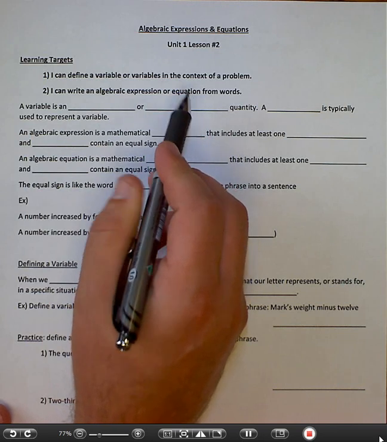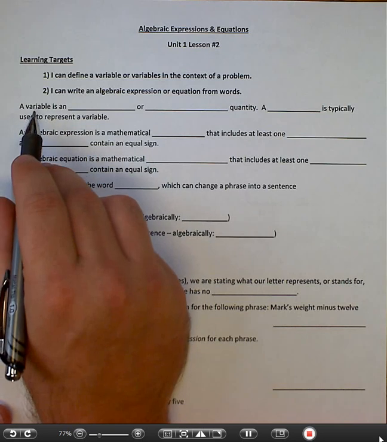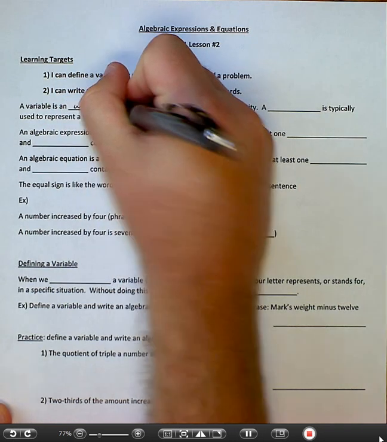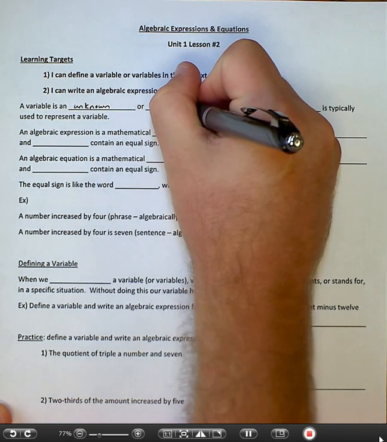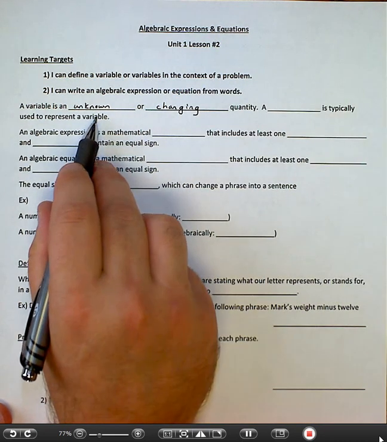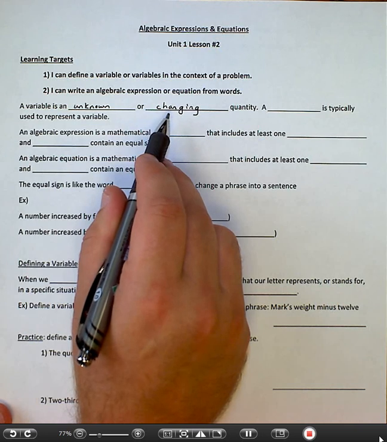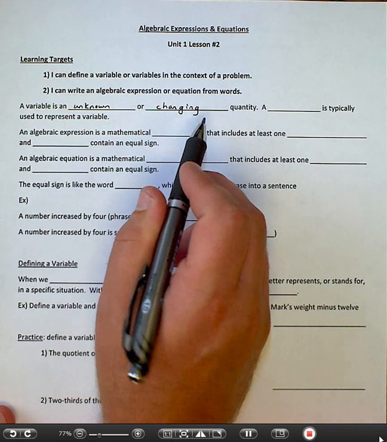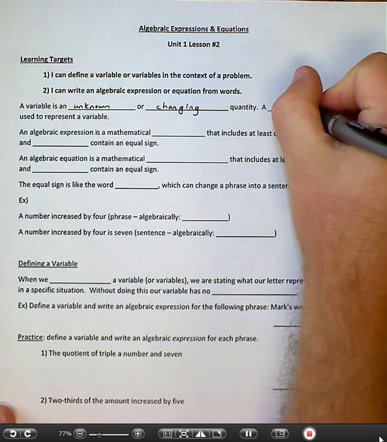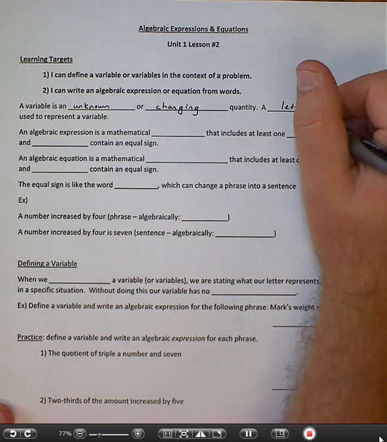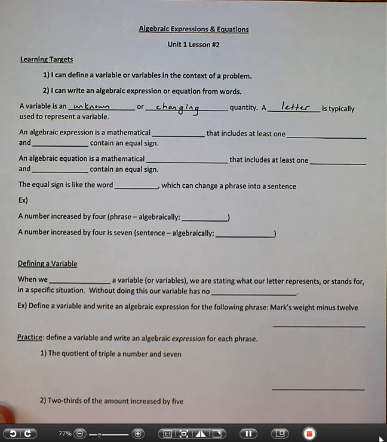Okay. First of all, what is a variable? A variable is an unknown or changing quantity. So it can either be unknown, so find the missing number, or it can be something that's changing within the same problem, it has different values. A letter is typically used to represent a variable. It doesn't have to be, but more often than not, like 99.9% of the time in this class, I'm going to use a letter. Okay?